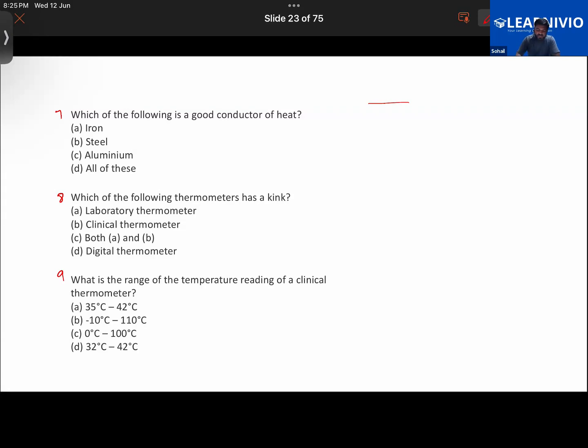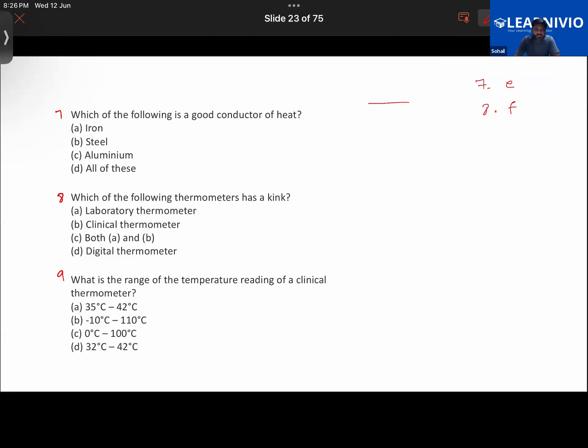While answering, write the question number also, like question number 7 if it's E, question number 8 if it's F, like that. So, Fatima, you have the answer for question number 7, right? Okay, that is not correct actually. Suleiman, the answer for the first one, you have also done it wrong.